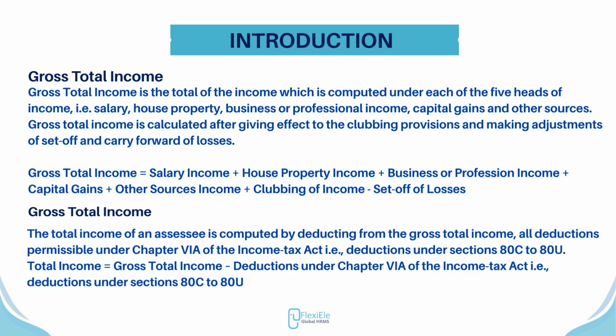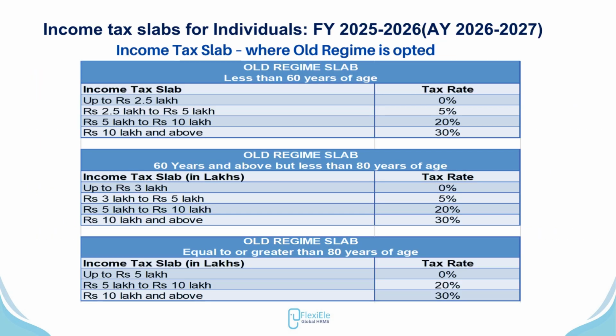Now, the tax system lets you subtract certain investments and expenses, like payments towards insurance, retirement plans, medical expenses, and charitable donations. These fall under various deductions like 80C, 80D, and others. After you apply these, the final figure you are left with is called your total income. This is the amount the tax department uses to calculate how much tax you owe. So, in simple terms, total income is equal to the gross total income minus deductions.